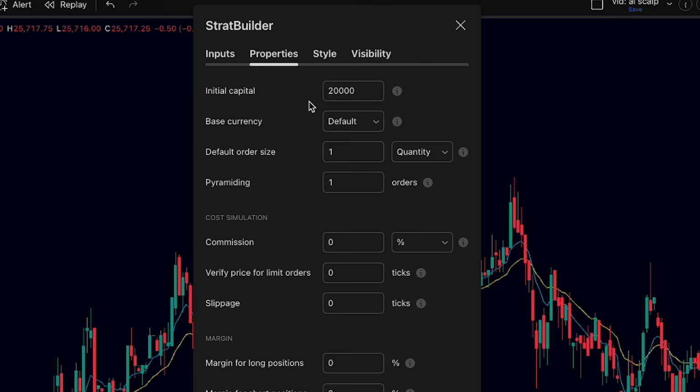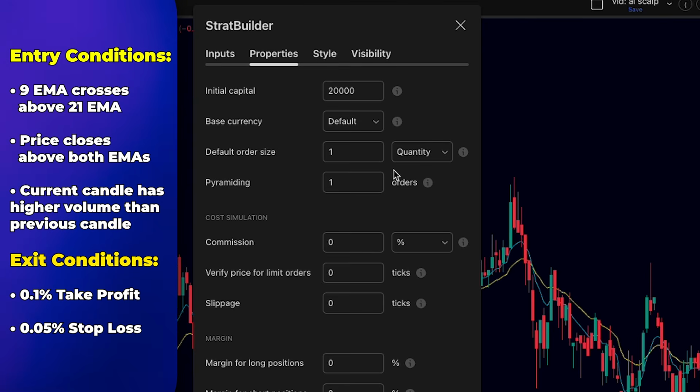Now for each strategy in this video, we're going to go with 20,000 initial capital and order size is 1 quantity. I'll put up the entry and exit conditions on the side so you can follow along in case you forgot.